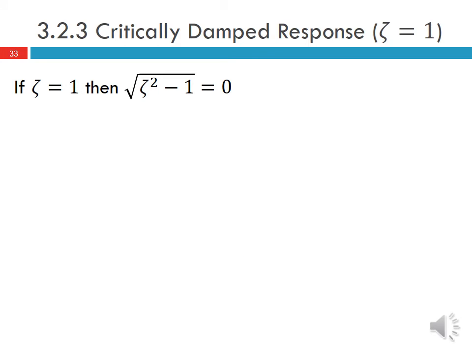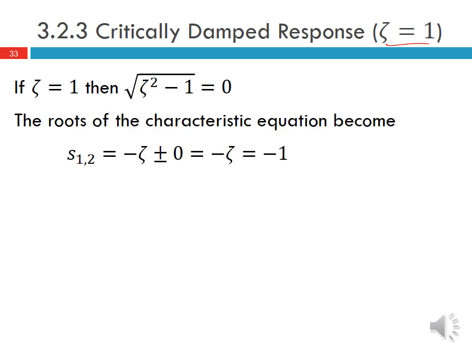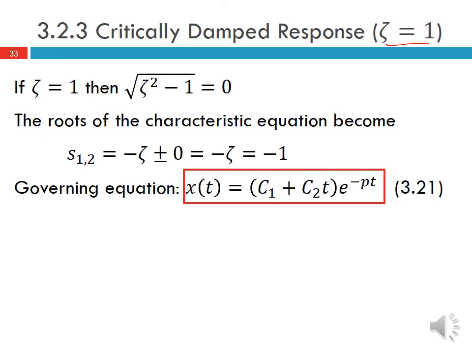Now let's look at the critically damped case, where zeta is identically equal to 1. If zeta is equal to 1, then the square root of zeta squared minus 1 is equal to 0, and the roots of our characteristic equation become minus zeta, which is just equal to minus 1. So the repeated roots are both equal to minus 1. Since the roots are repeated, the solution to our governing equation requires a special form. So the solution is x of t is equal to c1 plus c2t, times e to the minus pt.